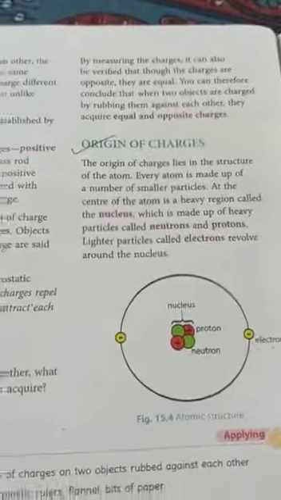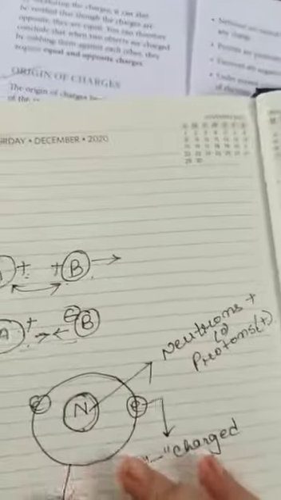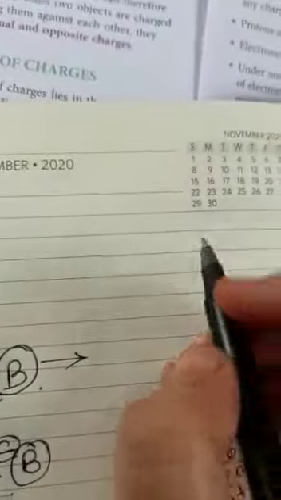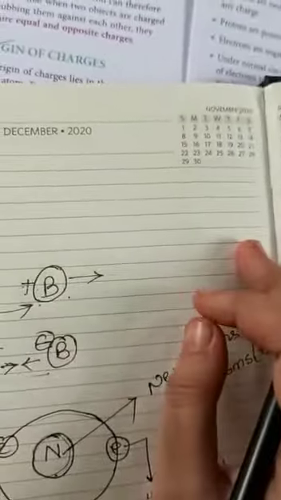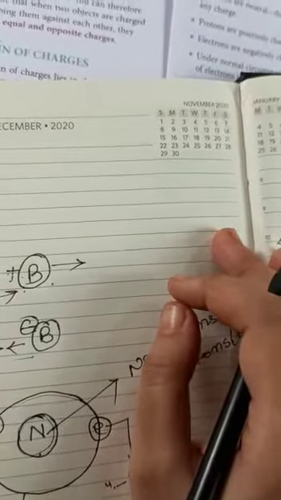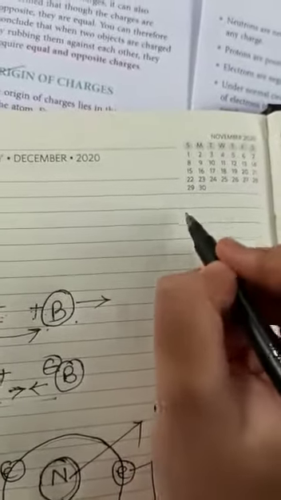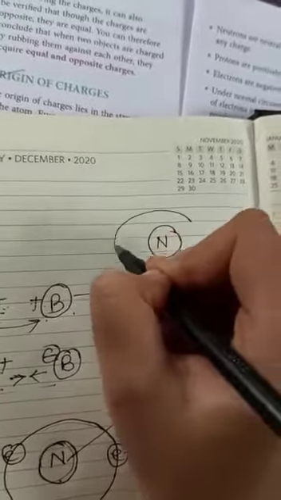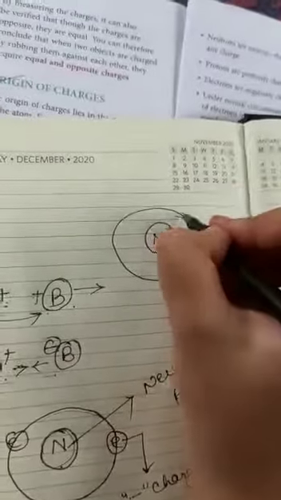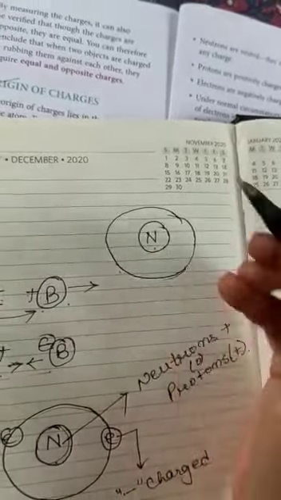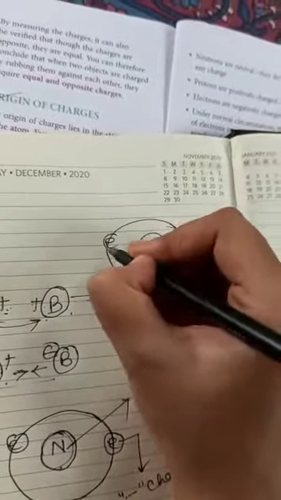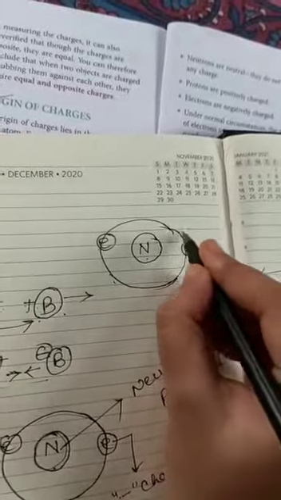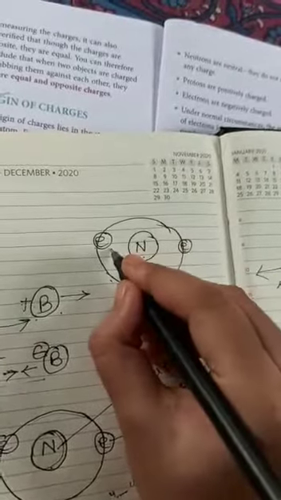Now how did charges originate? First of all, we have all heard about atoms. Elements are made up of atoms. According to the structure of atoms, suppose this is the nucleus, and around the nucleus you have some circular structures called orbits. Some small charged bodies are rotating around the nucleus. These are called electrons.